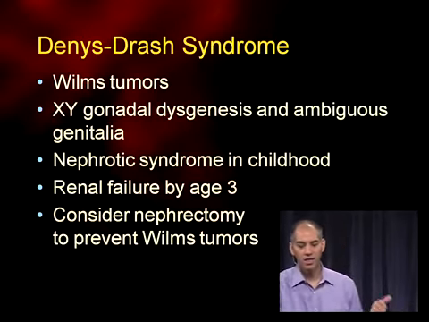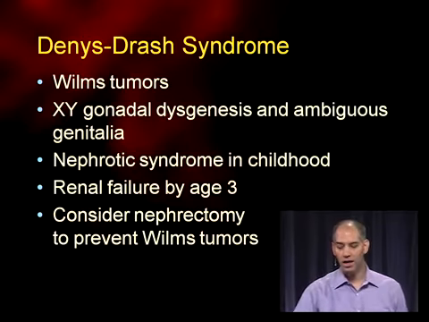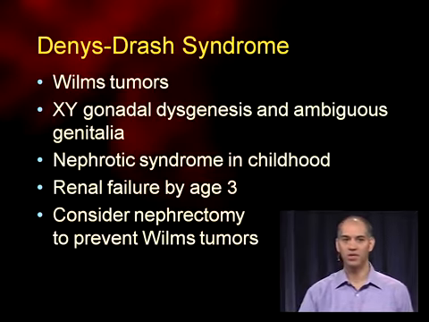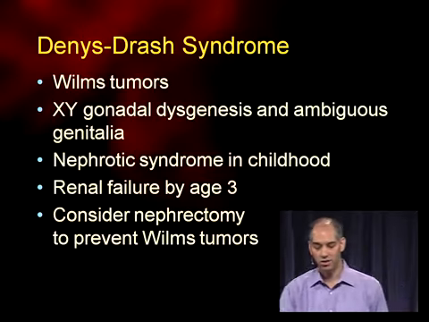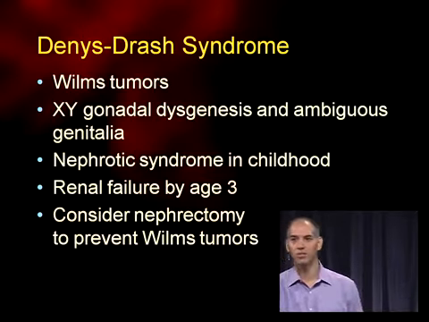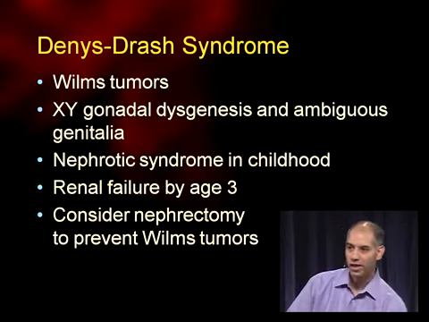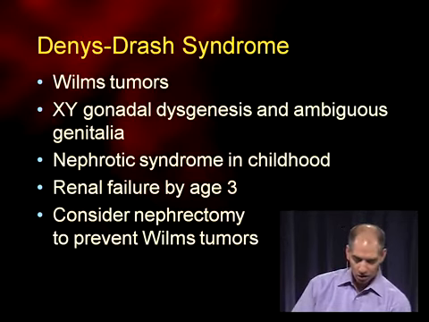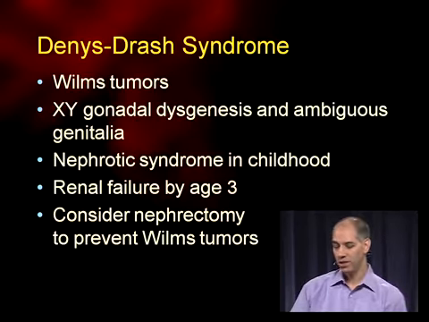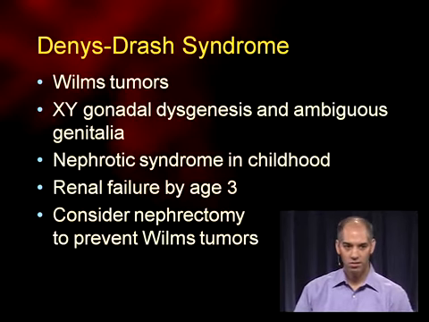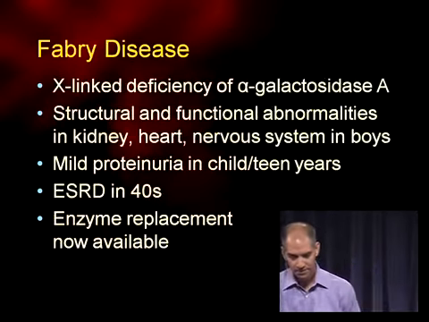Anyhow, Denny-Drash is an XY gonadal dysgenesis, so these are genetic boys, but they often present with ambiguous genitalia or looking phenotypically like girls. They develop nephrotic syndrome in childhood and often will have renal failure in early childhood. We will often consider a nephrectomy to prevent them from getting the renal cancer, the Wilms tumors.